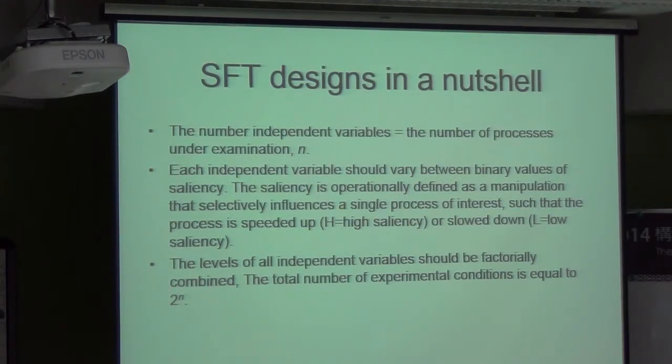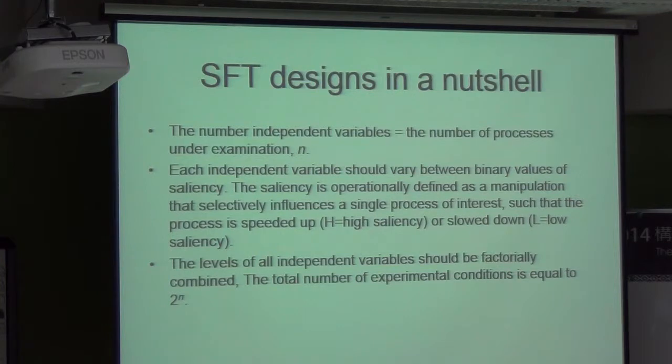The total number of experimental conditions you should have in your design, at least, to learn about the fundamental properties is 2 to the power of n. Here n is the number of processes, right? The 2 comes from the 2 levels of salience. So if you would like to learn about 2 processes, you need 4 conditions. If you would like to learn about 3 processes, you need 2 to the 3, which is 8 conditions. And so on and so forth.